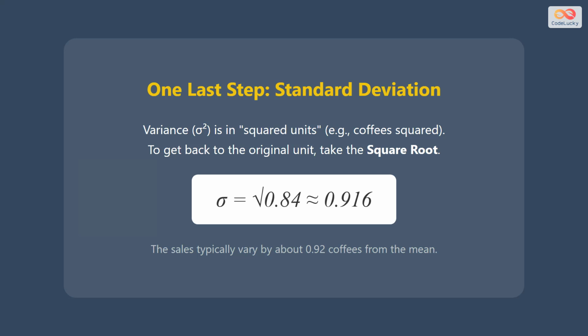We often take one final step. Since variance is in squared units, like coffees squared, which does not make much sense, we take the square root to get the standard deviation. The square root of 0.84 is approximately 0.92. This tells us the typical difference from the average.